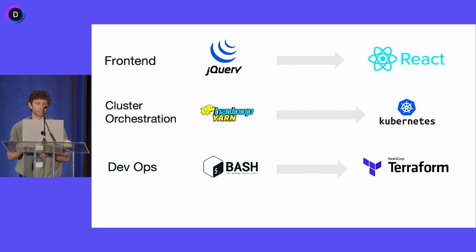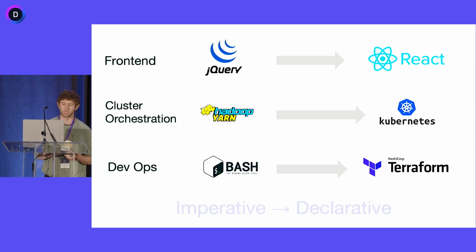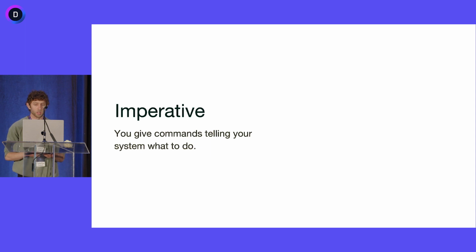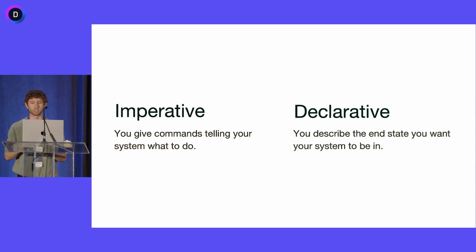So technology transitions happen all the time. But what's interesting here is that all these transitions have something in common, which is that they move from an imperative paradigm to a declarative paradigm. For those of you who aren't familiar with these terms, here are some crude definitions. So under an imperative paradigm, you give commands telling your system what to do. Change this, change that. With the declarative paradigm, you describe the end state that you want your system to be in, and then you let a control plane manage change.